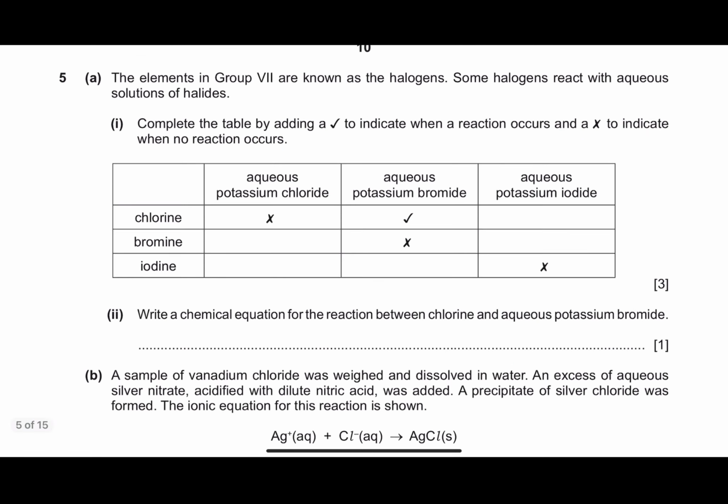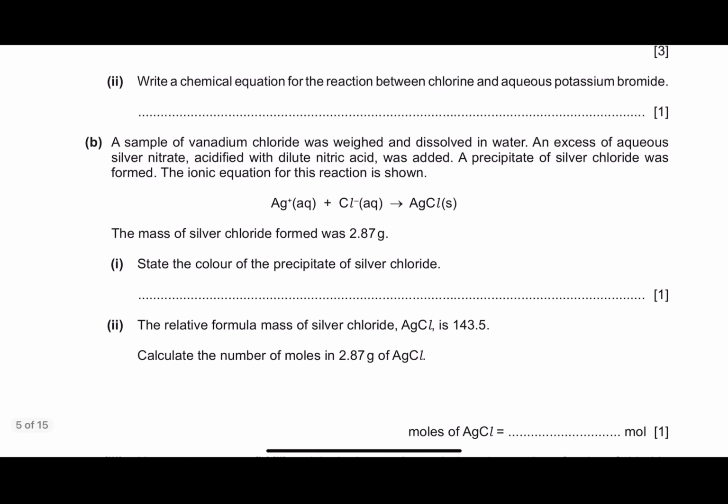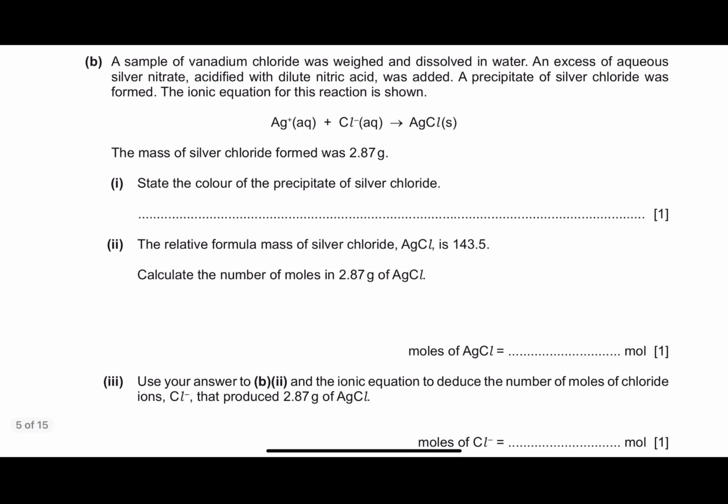This is the question from May-June 2017, question 5. So question 5A is not related to this chapter, however B is. It says that a sample of vanadium chloride was weighed and dissolved in water. An excess of aqueous silver nitrate, acidified with dilute nitric acid, was added. A precipitate of silver chloride was formed. This is the ionic equation that they have given you. The mass of silver chloride formed was 2.87. State the color of the precipitate.